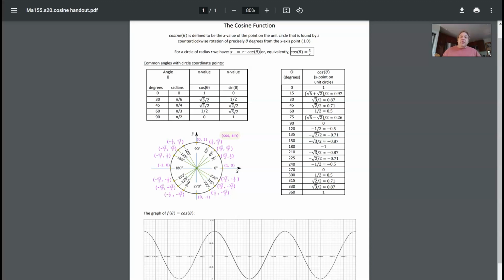I've put up here as a backdrop an example of the cosine function. You can find this handout on Canvas, and it defines cosine in terms of the circle and how we're going to use it in pre-calculus and all the courses that pre-calculus leads to. So make sure this is your basis understanding for the trigonometric functions.